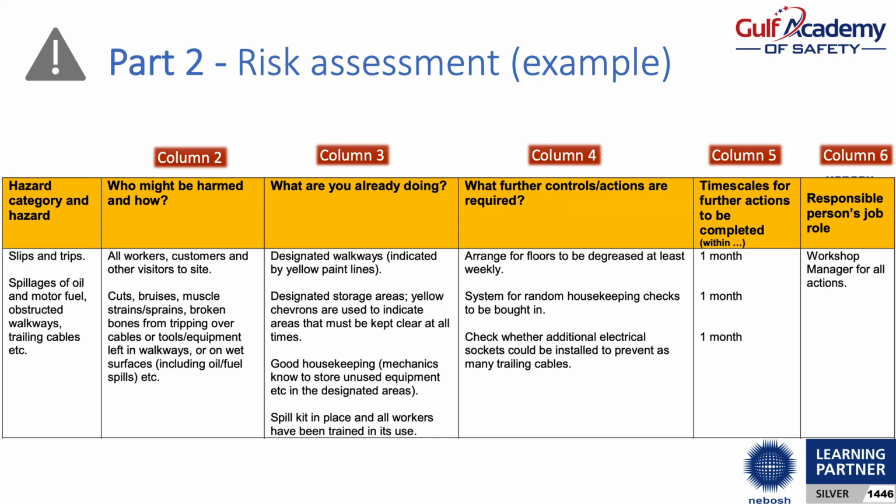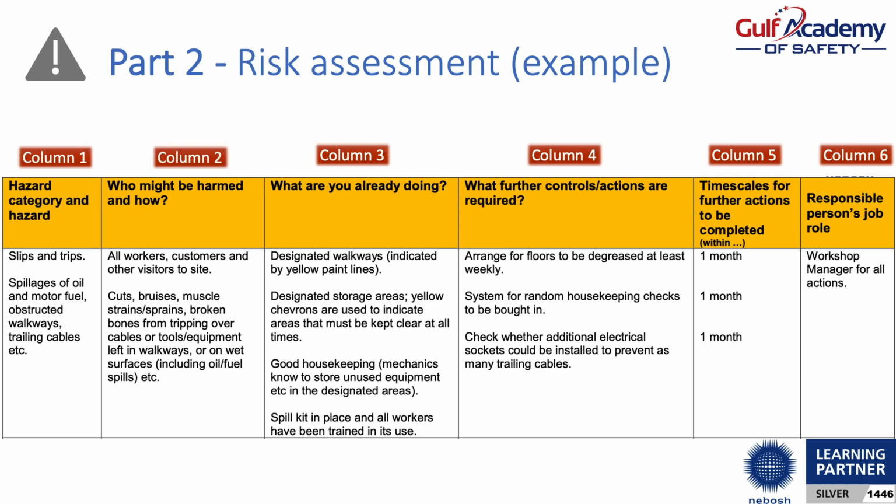In column 1 you need to identify the hazard category first and then the hazard. There are 20 hazard categories, and you must pick your hazards from 5 categories, or more to score marks in this section. For example, in column 1, slips and trips is a hazard category, followed by hazard, referring to the specific activity or area. You should select hazards that can cause more harm in the form of either physical injury and/or ill health.